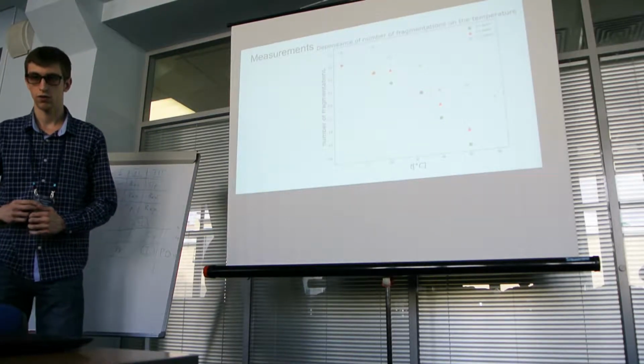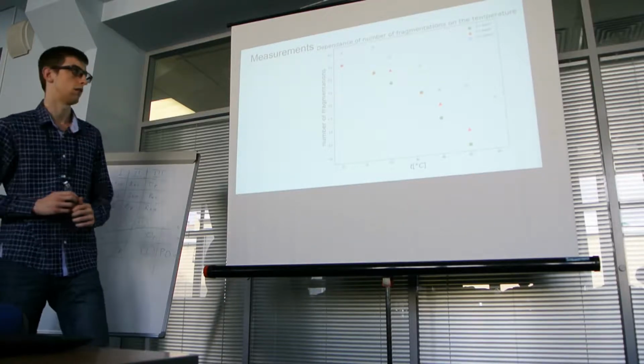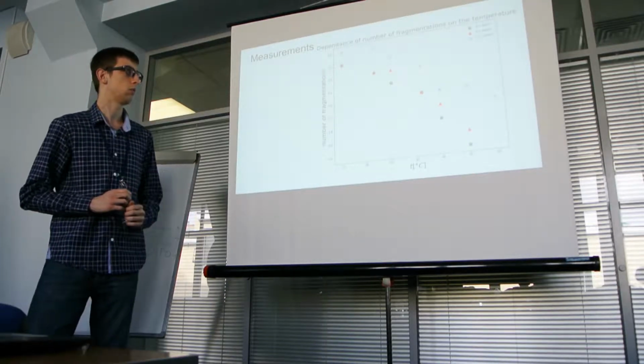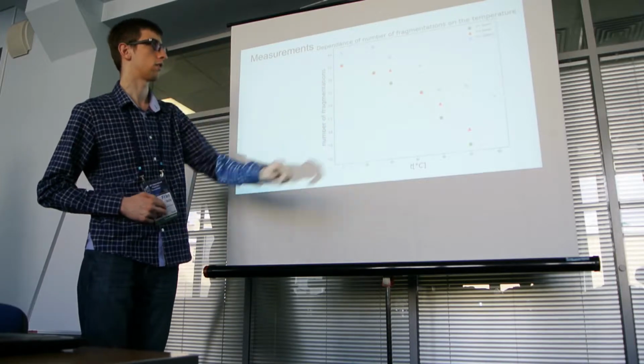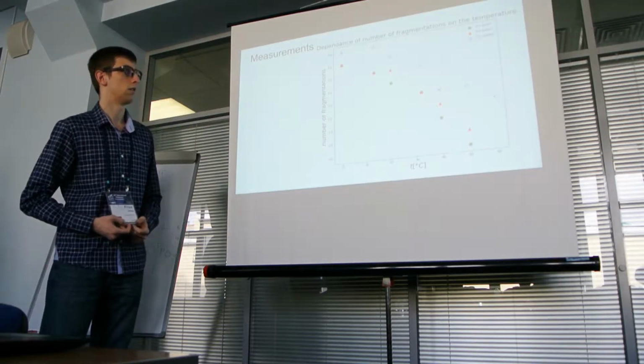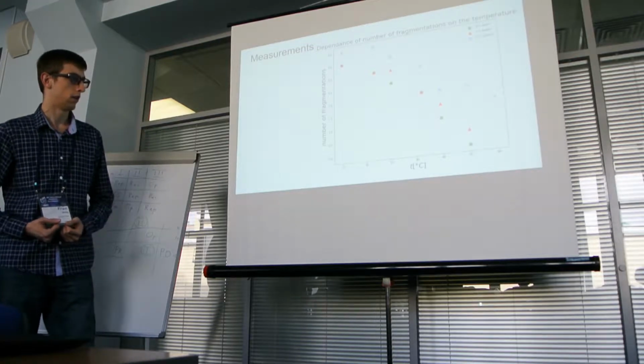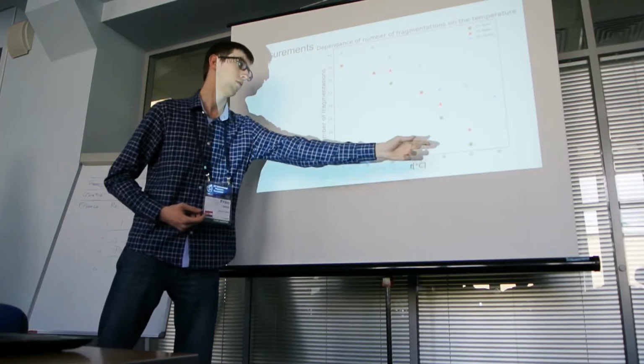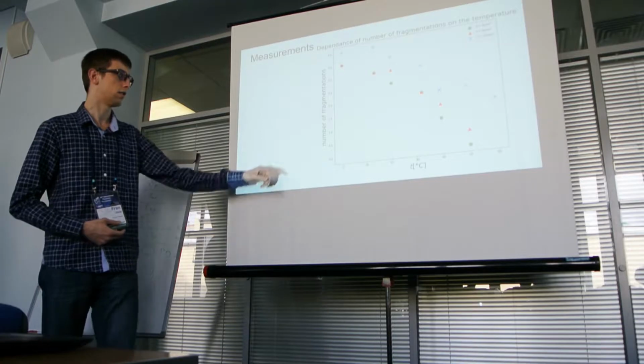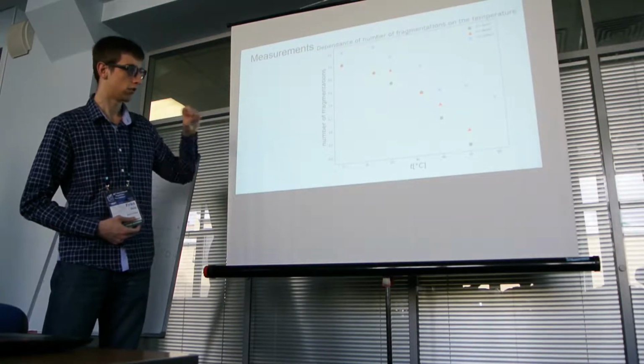So this is the three volumes we did it with. The green circles are the smallest volume, the red triangle is the middle one, and the blue X is the largest. This is the temperature that we measured, and this is the number of fragmentations.